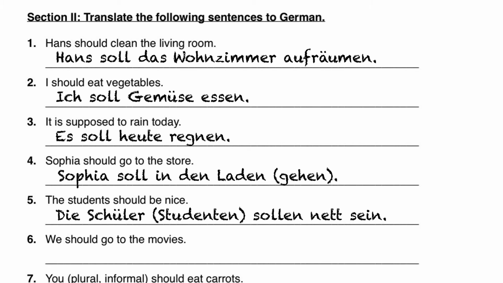Number 6, Nummer 6. We should go to the movies. We is always translated as wir. If it's not, it becomes us in English or uns in German. Should, in this case, is going to have to be conjugated to go with wir, which is sollen. To the movies in German is ins Kino, literally into the theater. And then go at the end of the sentence in the infinitive form, which is gehen. Wir sollen ins Kino gehen. We should go to the theater.